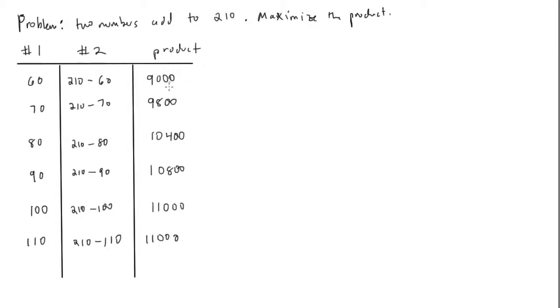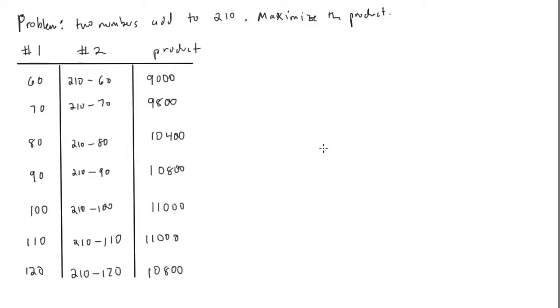What we found here is that as we're getting around 100-ish, the product seems to be getting a little bit bigger. Let's do one more here to see what's going on. If I do 120, I get, again, 10,800. So this would be 210 minus 120.